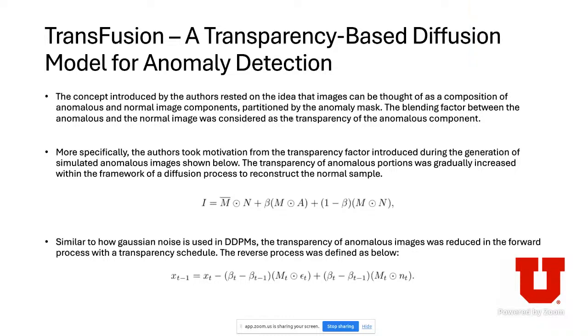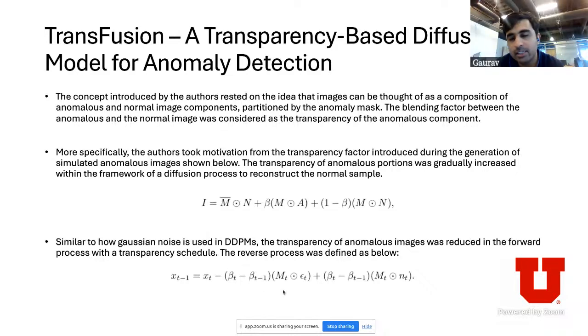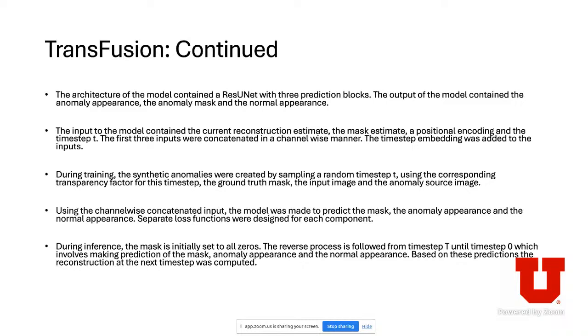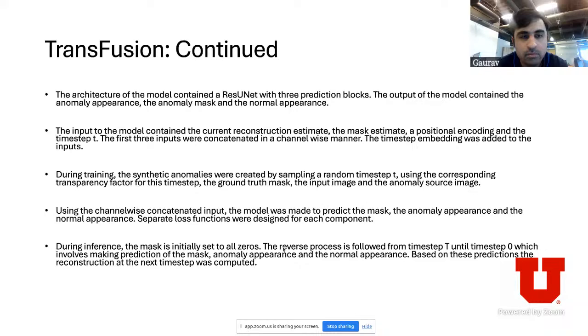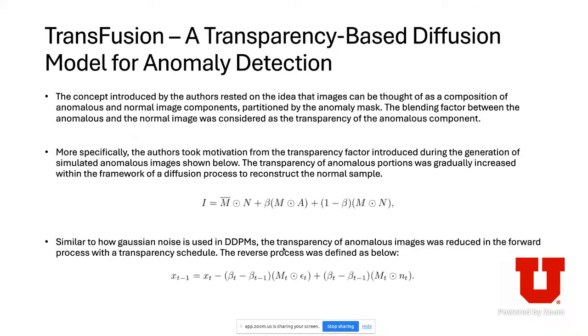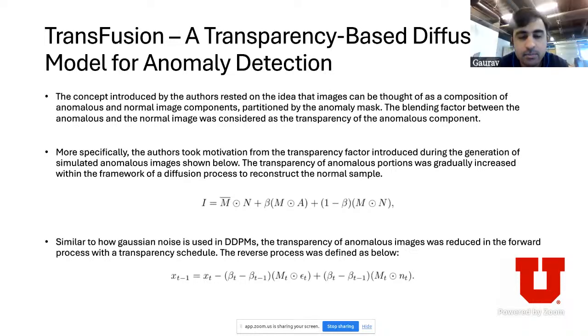Oh, okay. So look at here. Similar to how Gaussian noises use the DDPMs, the transparency of anomalous images was reduced in a forward process. So this is the reverse process, yes. Can you go back? Let me take a look at the formula. So it's the reverse process in the DDPM, right? Yes.